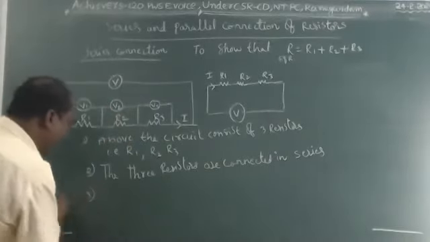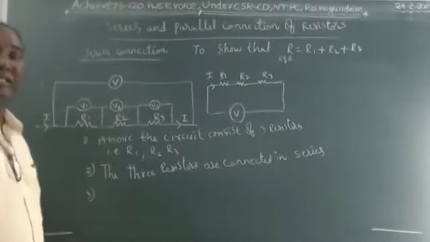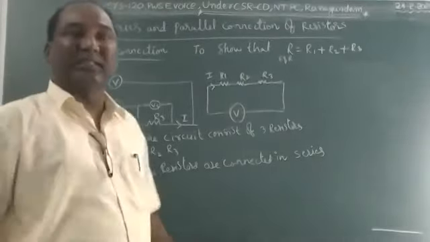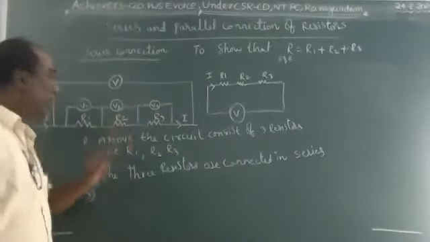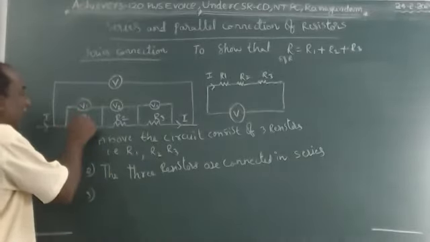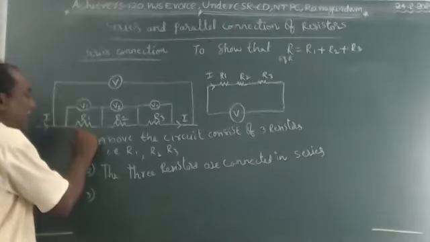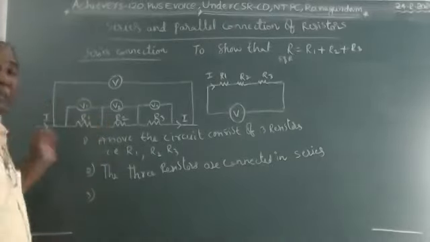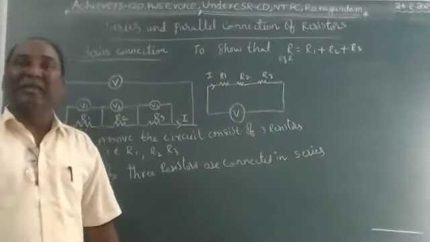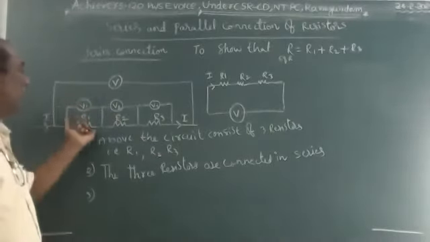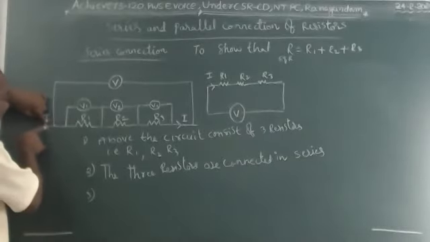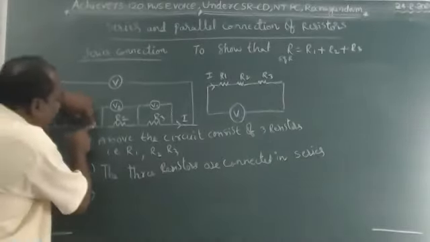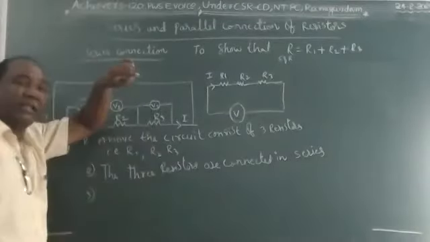Then the third point: what flows equally? What I said to you about the series connection, the current I flows equally through all the resistors, children. For example, if current I is 1 ampere in R1, in R2 also 1 ampere flows, and in R3 also 1 ampere flows. That means current I flows equally through all the resistors, because, as I already told you, the current flows in a single path. A single path for current in the circuit is called a series connection.